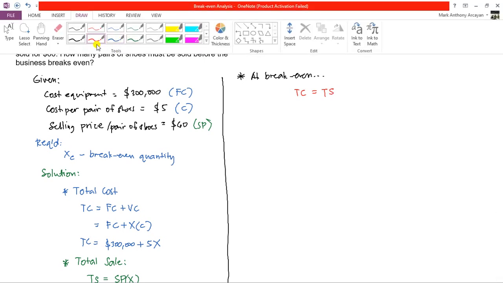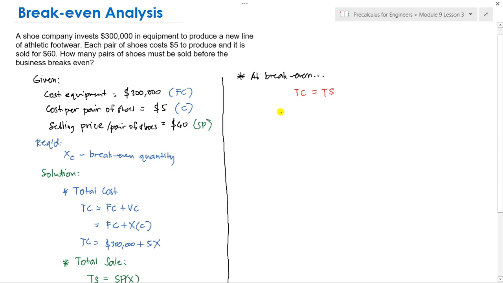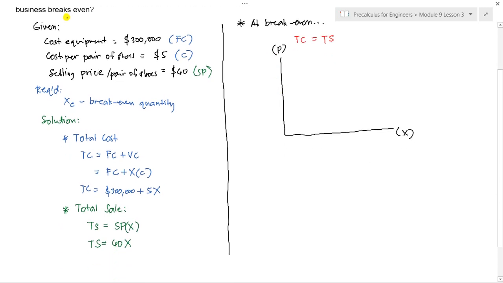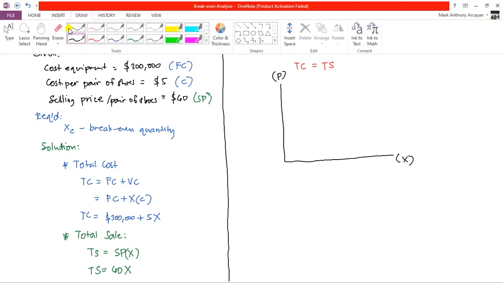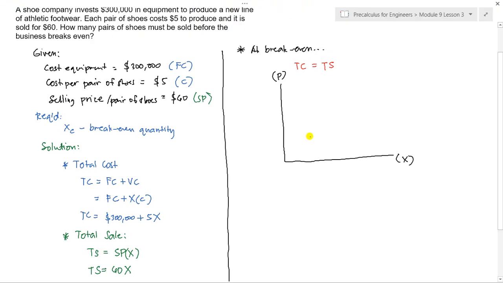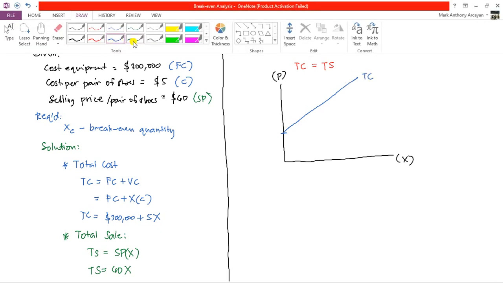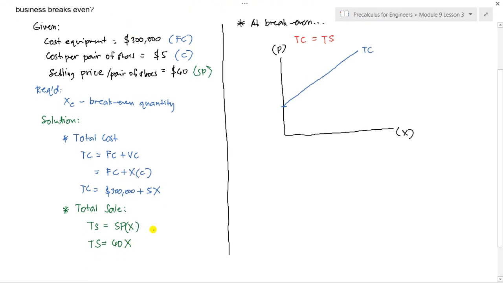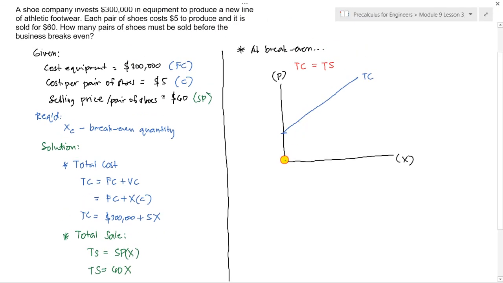So if we're going to graph this, we graph it on our Cartesian coordinate plane. This is our quantity X, this is the price or the cost. The graph of total cost starts at $300,000, then goes upward. This is for the total cost. Next, for the total sale, still a line that is 60x.